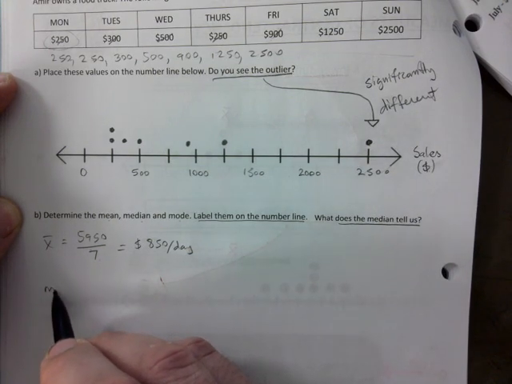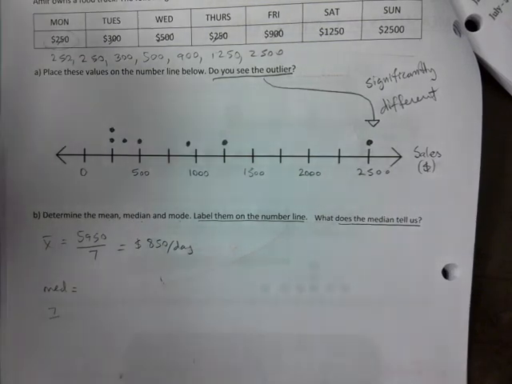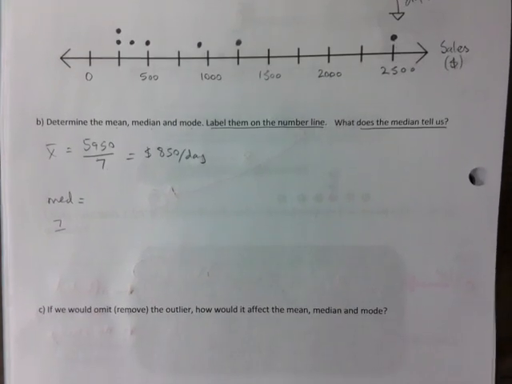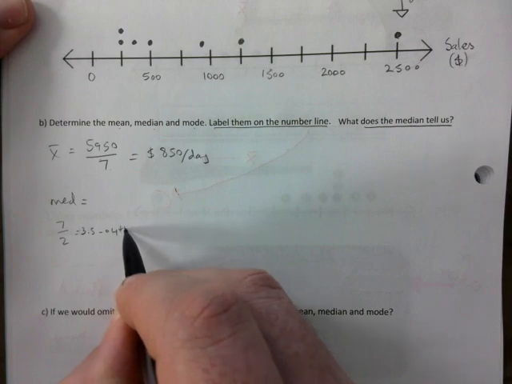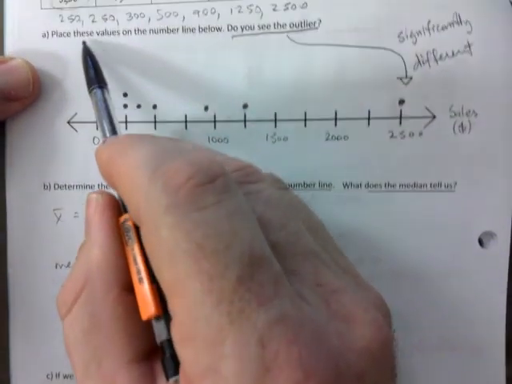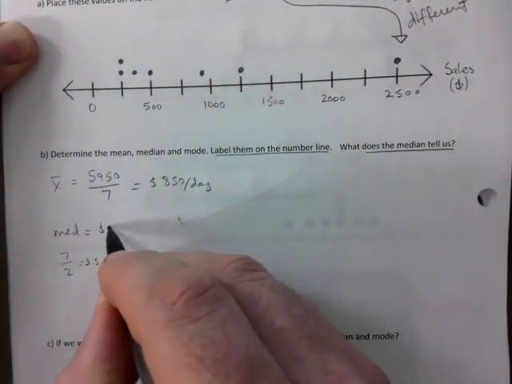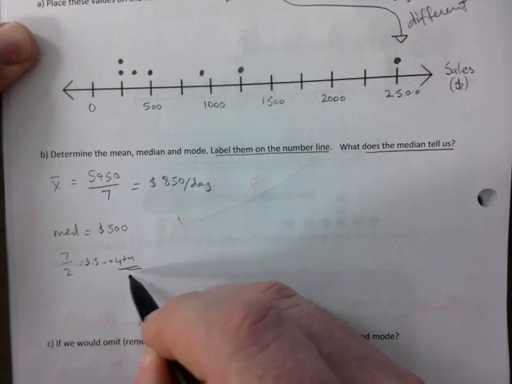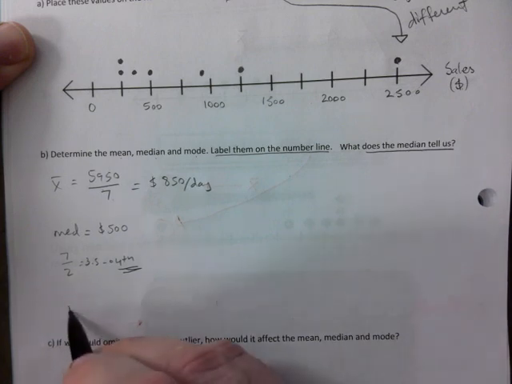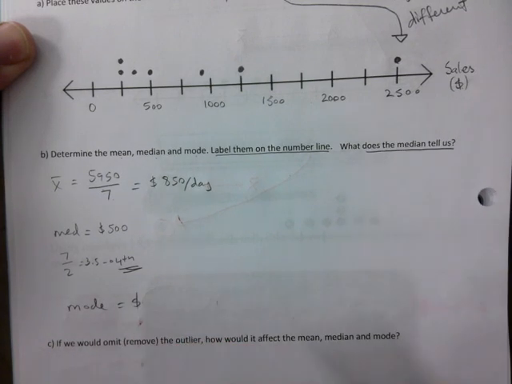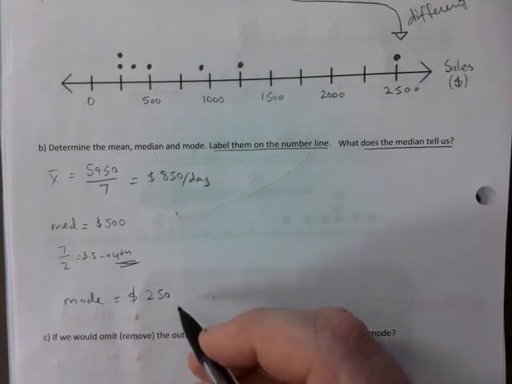And the median, it's 7 divided by 2, which is 3.5. So it's the 4th number. I'm going to go up here where it's arranged and go 1, 2, 3, 4, and it's $500. And what's my mode? 250, that's right. That's the most often occurring.